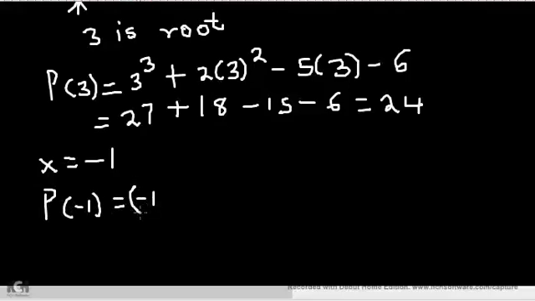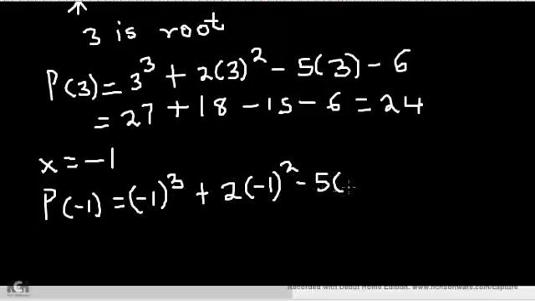So I'm going to have minus 1 raised to the power of 3, then plus 2 into minus 1 raised to the power of 2, then minus 5 times minus 1. Okay, then minus 6. Let's see what that yields.